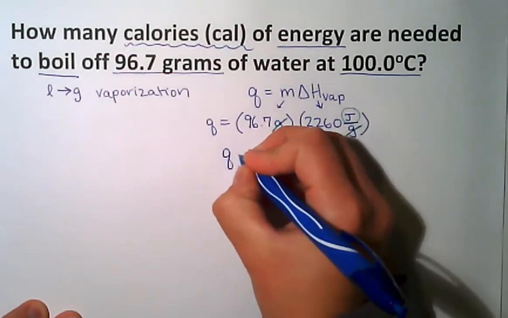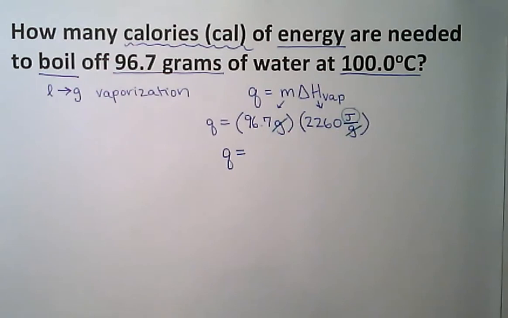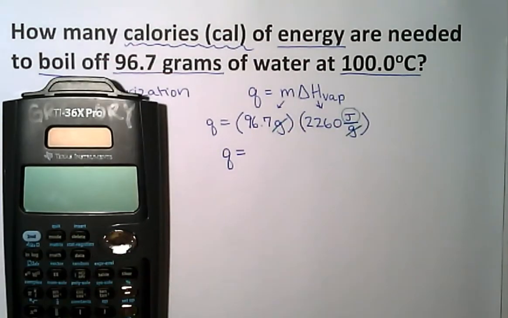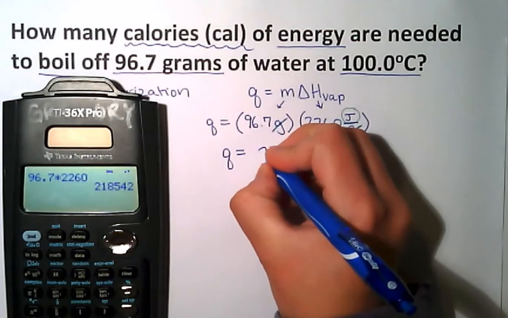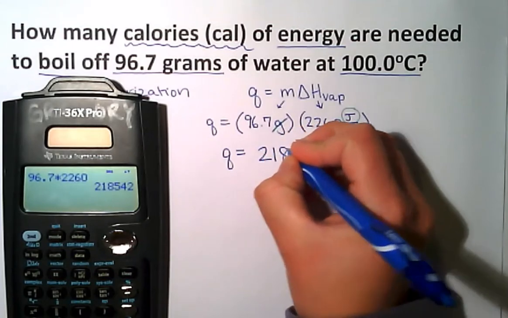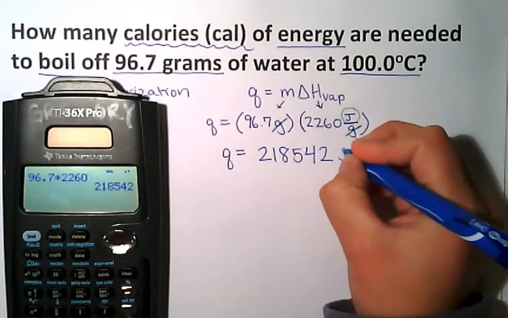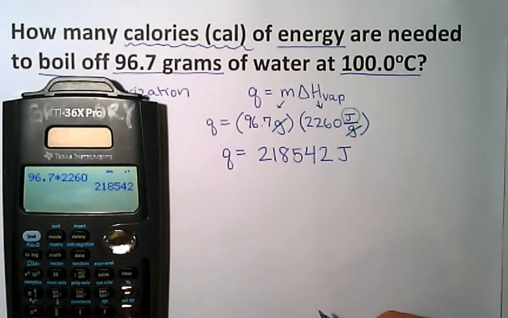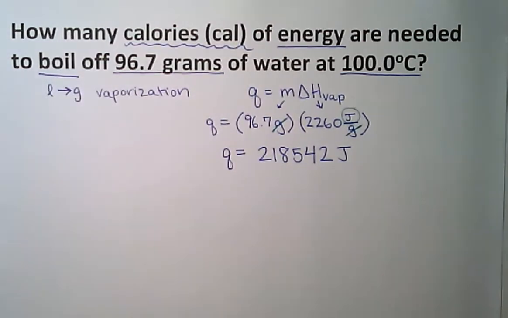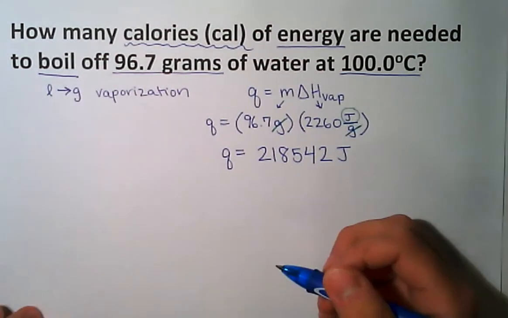But first, let's do Q equals 96.7 times 2260, and that gives me 218,542 joules. And we don't want to round this value because it is an intermediate value. So we're going to hold on to that for a second.